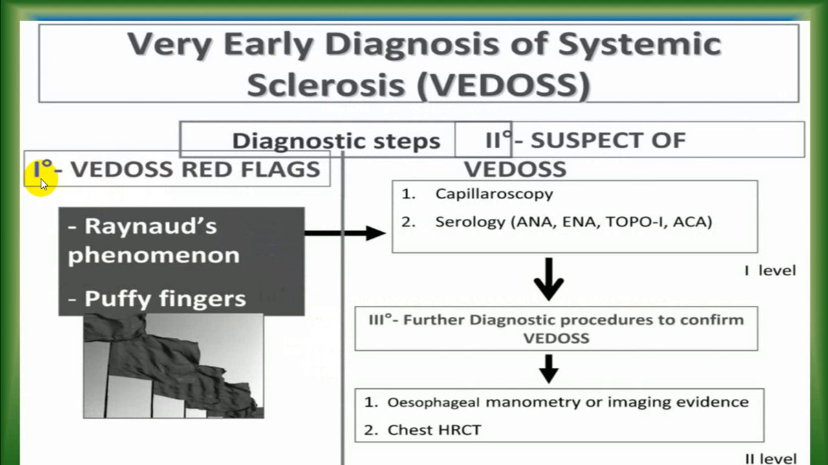and specific antibody, goes more in favor. So there is first degree VEDOS red flag, that is Raynaud's phenomena with puffy finger, and if capillaroscopy is positive, and serology wise, if ANA, ENA, topo I and anti-centromere antibody is given 1 level, further diagnostic procedure should be done, and if esophageal manometry or imaging evidence or HRCT suggests bibasilar pulmonary fibrosis and esophageal manometry suggests esophageal involvement, decreased motility, it goes in favor.